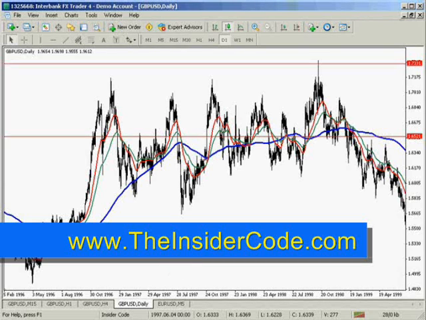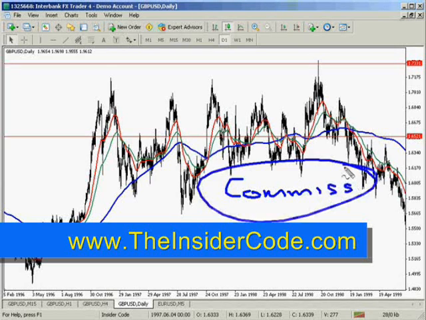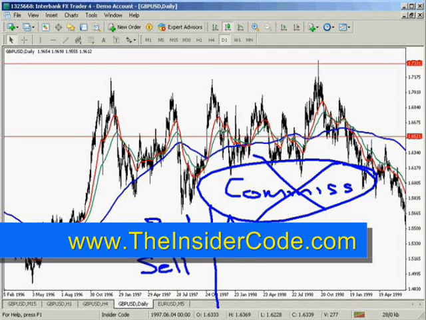Now you have to remember that the Forex market doesn't really have commissions. Most brokers are going to make their money on the spread, and you remember the spread is the difference between the bid and the ask. Every price in the market. Let me go over the basics here for those of you who may be completely unfamiliar with this. You have a bid price and an ask price. A bid price is where we sell, and an ask price is where we buy.